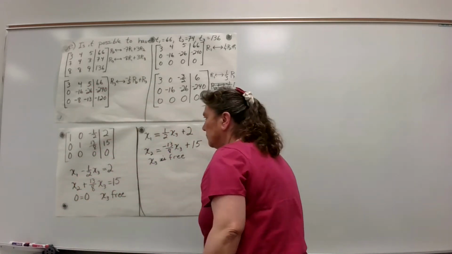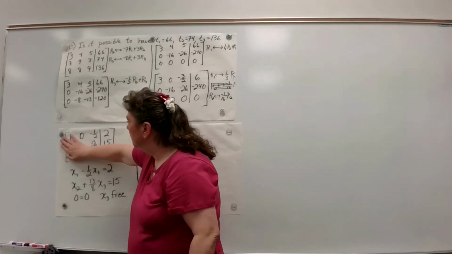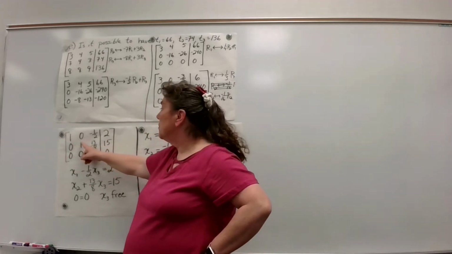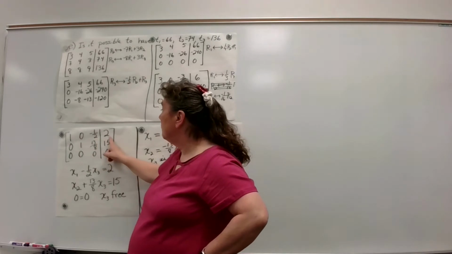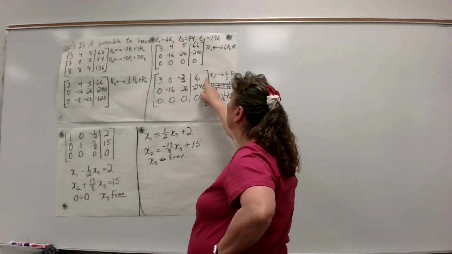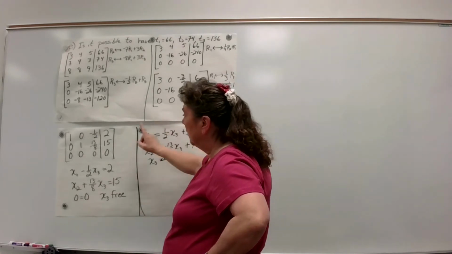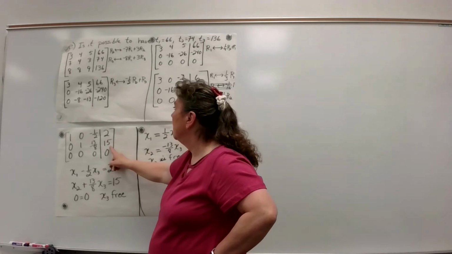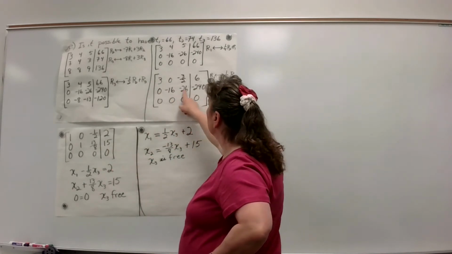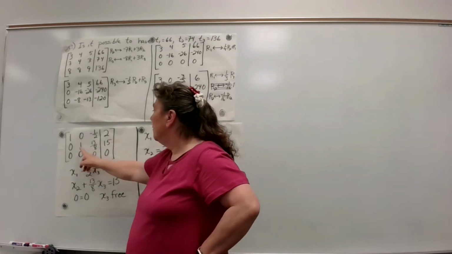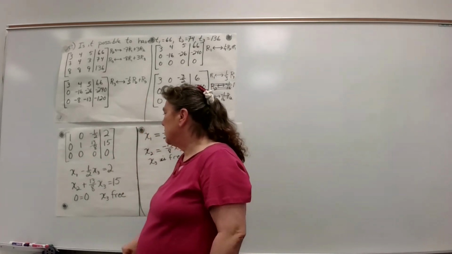Okay, so as we complete our reduced row echelon matrix, 1, 0, -1/2, 2, because we multiplied this by 1/3, and we ended up with this. And now 0, 1, 13/8, and 15. Again, we multiplied this by -1/16, and we ended up with that, and our 0 row is still the same.